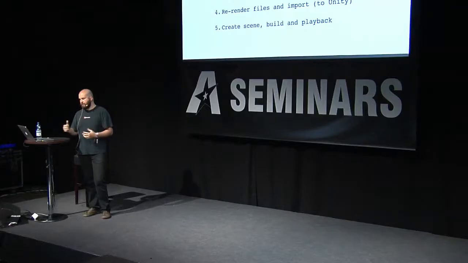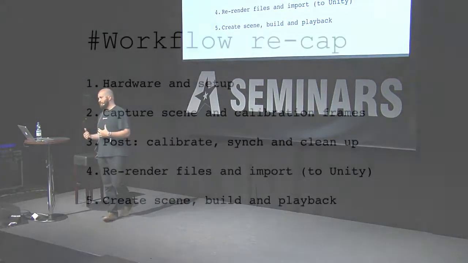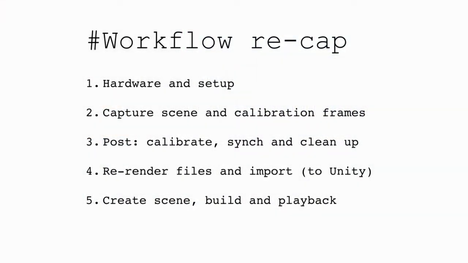So basically, that was the workflow recap. We have the hardware setup phase, in this case very simple: 3 Kinects, 3 PCs, and a controlling PC. We then capture the scene and capture the calibration and the background frames. Then we do post: we calibrate, sync, and clean up the data. Finally, we re-render the files in order to also save space.